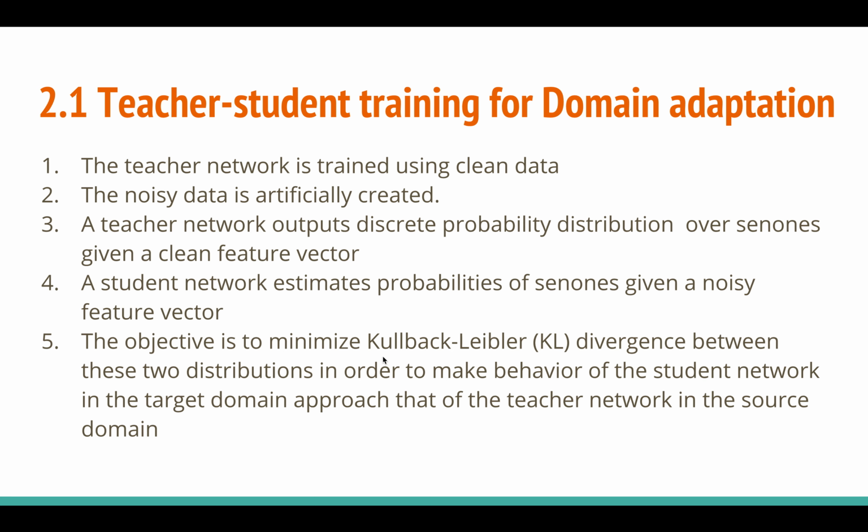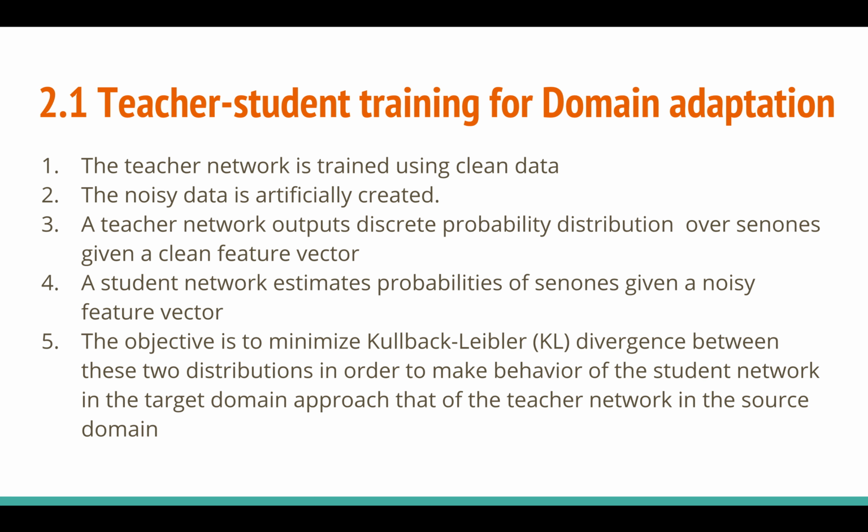First, as I said, the teacher network is trained with clean data, and then you artificially create the noisy version of the clean data by adding different sorts of noise. After you train the teacher network, you get senone probabilities. Basically the probability outputs you get are the senone probabilities. A senone is, you can think of it as a phoneme. It's not exactly a phoneme, it's some sort of phoneme.